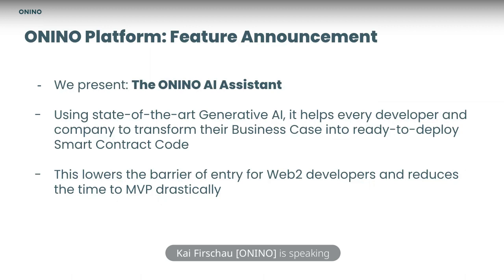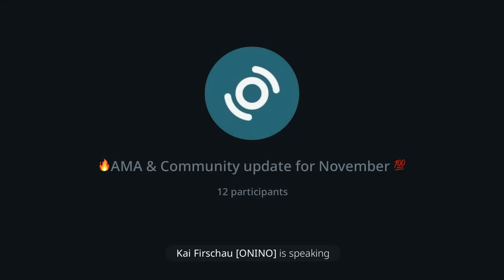So as I said before, this is the first feature of the ONINO platform that we are building right now, as we think that this is one that brings the largest impact and helps the most to reduce the barrier of entry for Web 2 developers and companies. And most importantly, we think, or we are totally convinced, so to say, that this is a feature that will reduce especially the time to MVP for companies drastically.